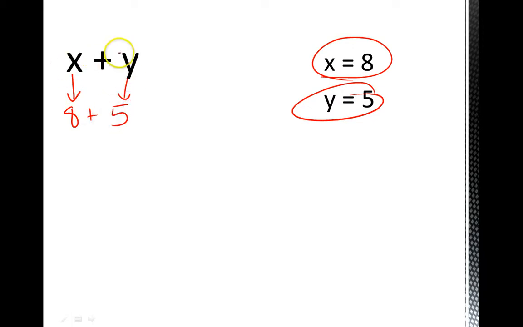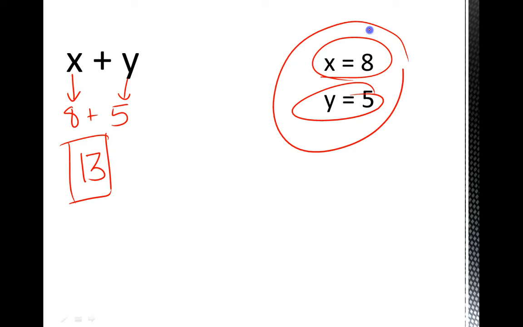So instead of having x plus y, we now have 8 plus 5. And we can do that. We do know how to add 8 plus 5. 8 plus 5 is equal to 13. And so we're done. So as long as we can find the values, or as long as they give us the values of those variables, then we can find the answer.